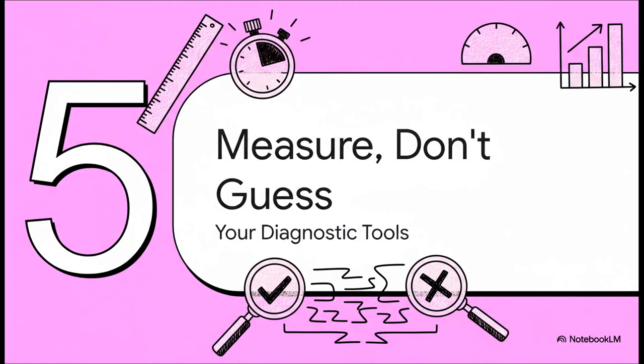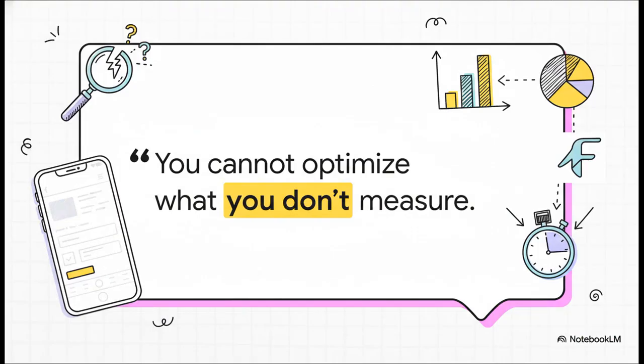So, we've talked about the causes and the cures. But how do you actually find these performance bottlenecks in your app? The answer is super simple. You stop guessing and you start measuring. I love this quote. It should be a mantra for every developer. You absolutely cannot optimize what you don't measure. You can't fix a problem you can't even see. Just running your app and going, it feels a little janky here, that's not a strategy. You need cold, hard data. And thankfully, Flutter gives us some incredible tools to get that data.